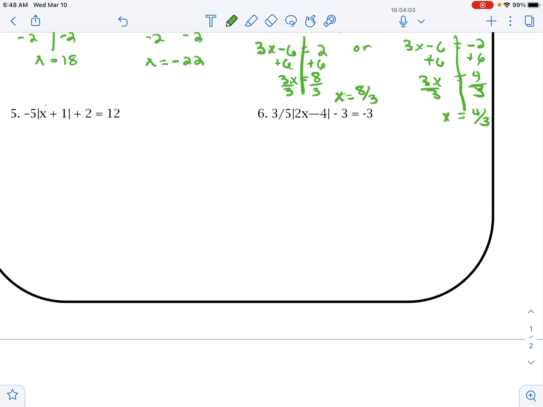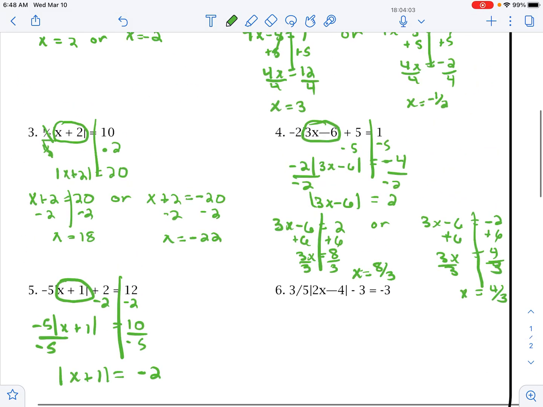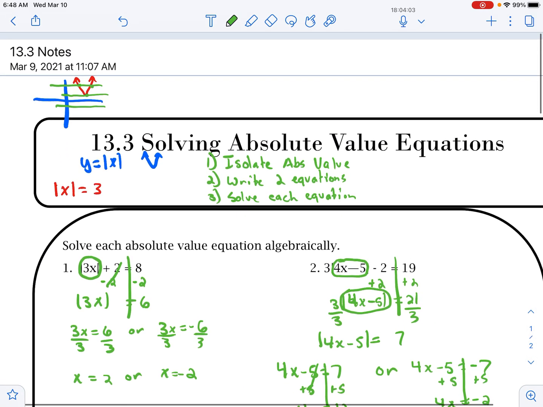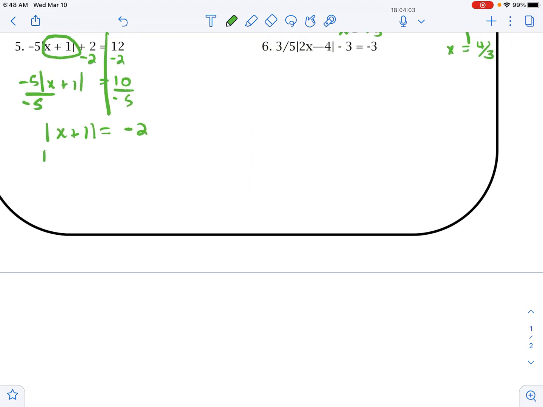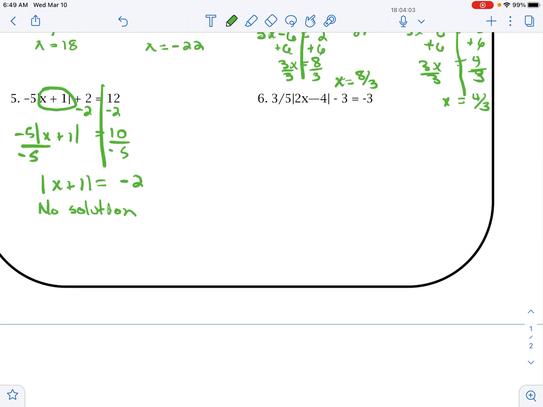Now, when you come to number 5, again, I'm going to isolate my absolute value. What happens is you have negative 5 times the absolute value of x plus 1 is equal to 10. Then I divide by negative 5, and I get the absolute value of x plus 1 equals negative 2. Can your absolute value equal negative 2? Well, no, because absolute value is a distance. So can you have a distance of negative 2? No. So this would be like when we graphed and our line was below it. So in this case, no solution. And you are done from there.